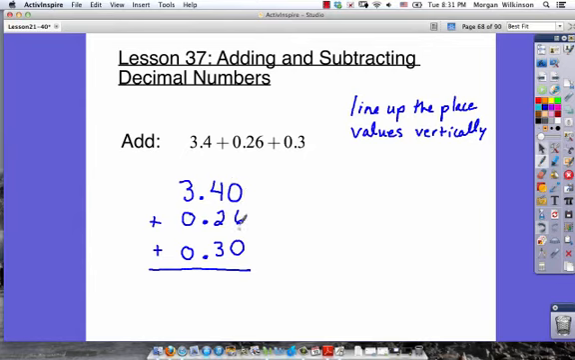We've got 0 plus 6 plus 0. That's 6. 4 plus 2 is 6. Plus 3 more is 9. Our decimal points are all lined up very nicely, so we'll bring them straight down. And then we've got 3 plus 0 plus 0. That must be 3. So we've got our answer. Our answer must be 3 and 96 hundredths, or 3.96. We did that by lining up the place values vertically. Let's go ahead and do that again on our next example.